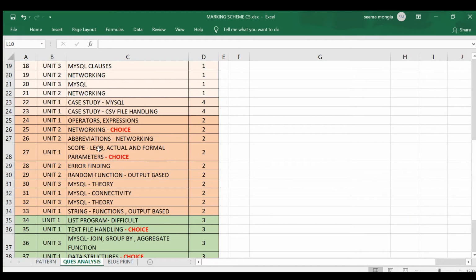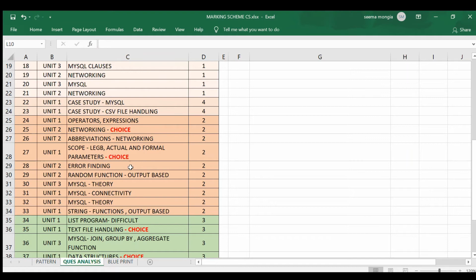If in this topic the choice has been given, we cannot be very sure whether in the final exam, for the coming CBSE board exams, this choice will be given in this specific topic only, because these 2 choice-based questions are, we can say, fluid.